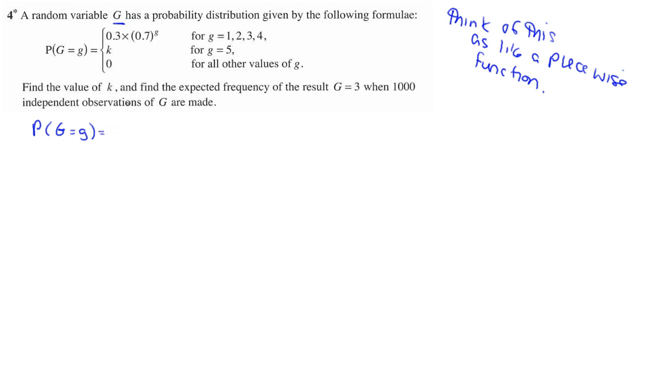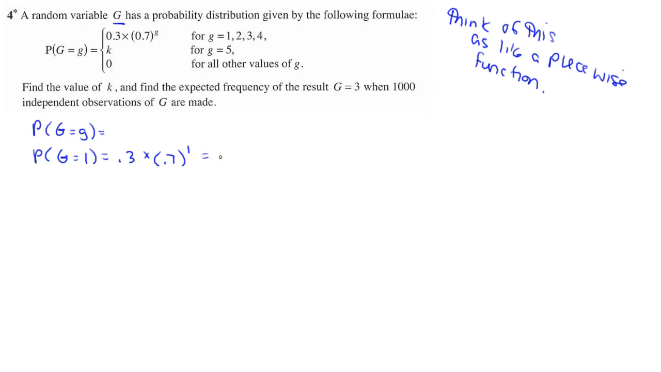So let's try the first one. Find the probability that g equals 1. So the probability that g equals 1, and I go up there, which rule do I use? Well, I use the top rule. And then whenever I see a g, I replace it with a 1. So it's 0.3 times 0.7 to the first. And then all I do is multiply that, and I find out that it's going to be 0.21.